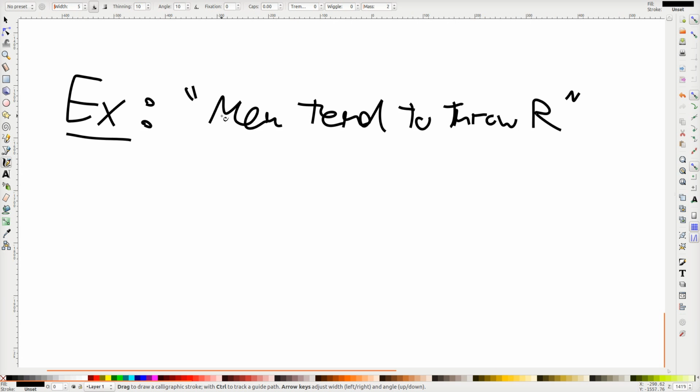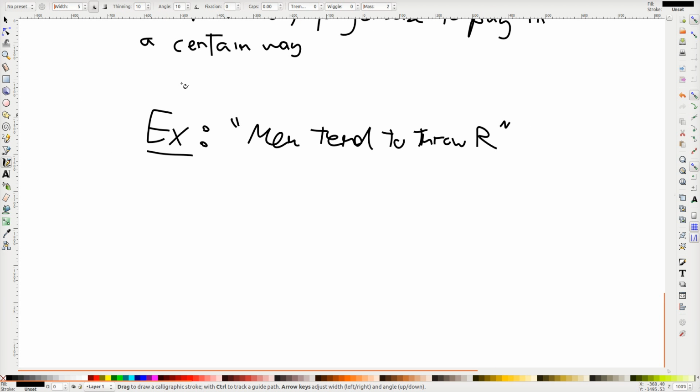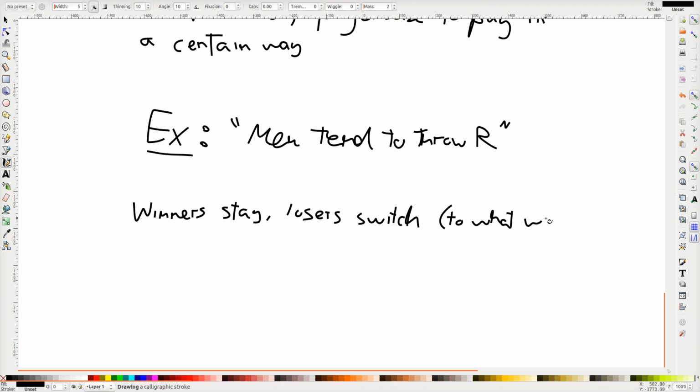There have been more refined versions of this that have come out. I think there was some study that says that, in general, winners stay and losers switch. And moreover, they switch to what would have won.